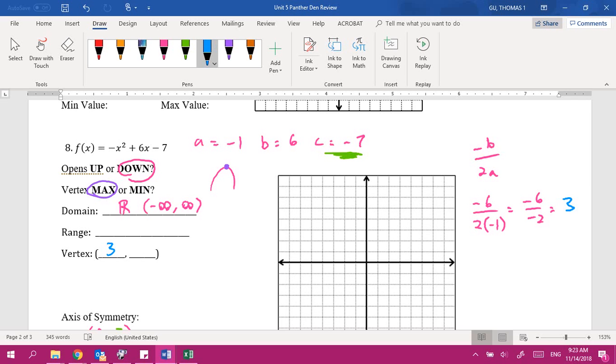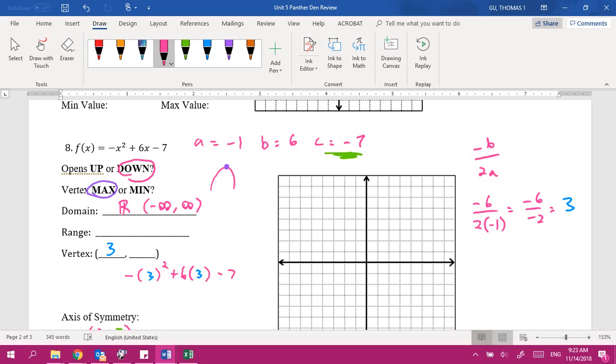Right, we plug this 3 into our original equation. So let's make sure we don't mess up the steps, though, because look, it's going to be negative parentheses 3 squared plus 6 times 3 minus 7. So now we're going to simplify everything.